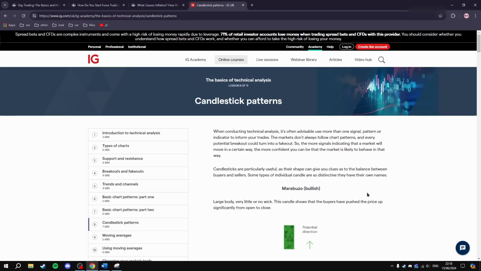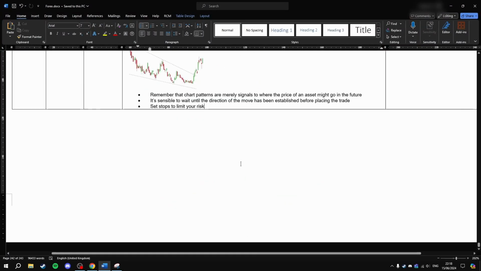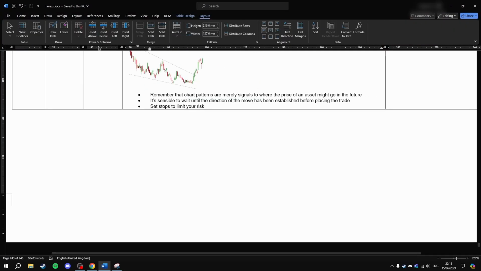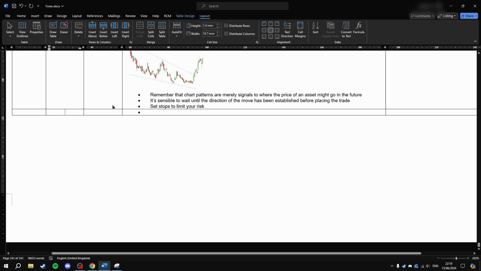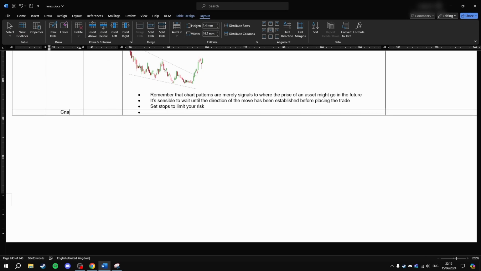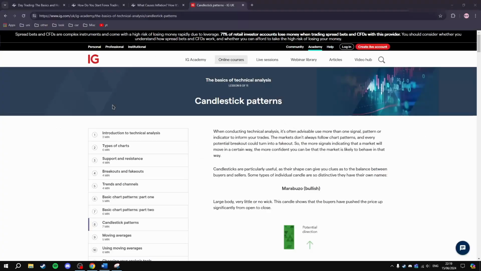And now we're on to candlestick patterns.